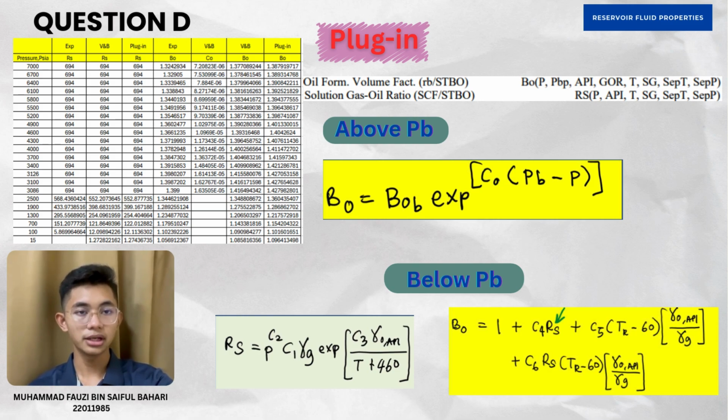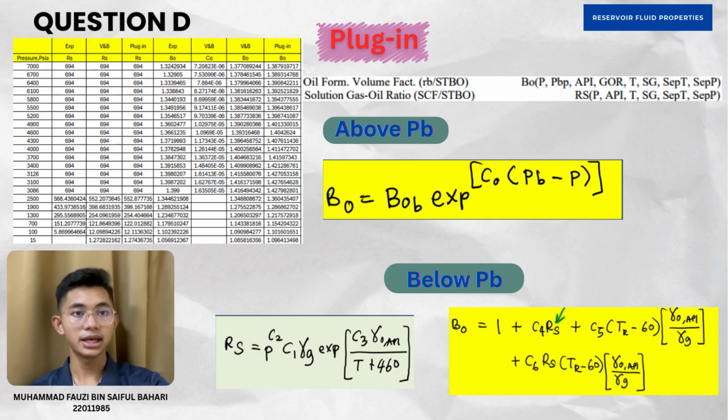For below bubble point, for the BO, first we need to get the CO, so just use the viscous index formula for CO, compressibility, and after that we use the formula for BO below bubble point, and we can get the data. Same as the RS, just use the formula, insert it in the Excel and select the suitable data in the equation, and you can get all the data. So this is all the data that we get for question 2, sample 2.